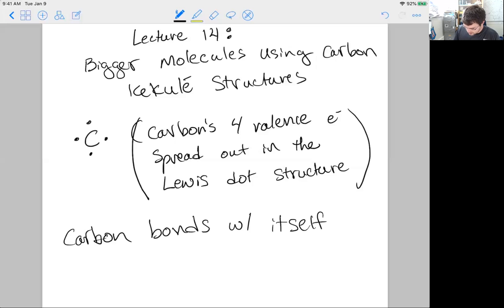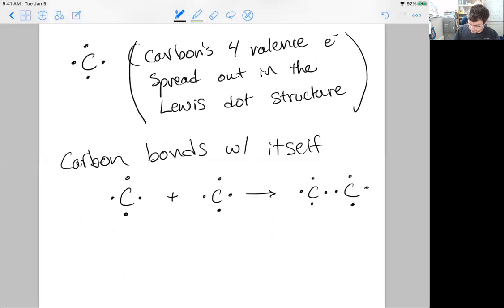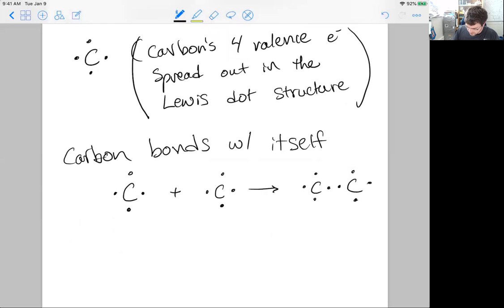Okay, so what that means is if you take a carbon atom and you react it with another carbon atom, you can form a covalent bond. You can have the carbons held together where 2 of the electrons are shared between the 2 carbon atoms. That would be a single bond, implying that we have a single covalent bond.